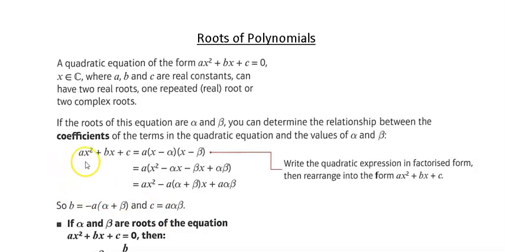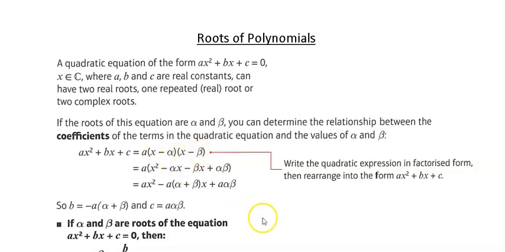So if you just imagine here, you've got ax squared plus bx plus c, and what they have done is pulled out an a, and then they have factorized. So they pulled out a, which was the coefficient of x squared, so it is now just an x squared expression, and then you have x minus alpha and x minus beta.